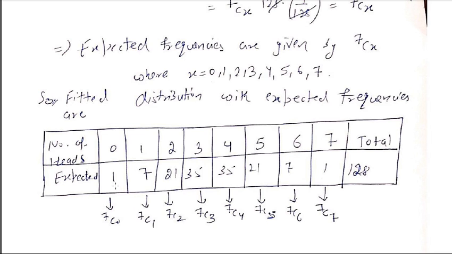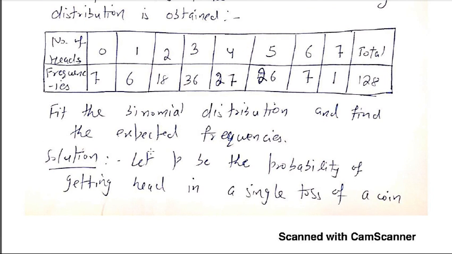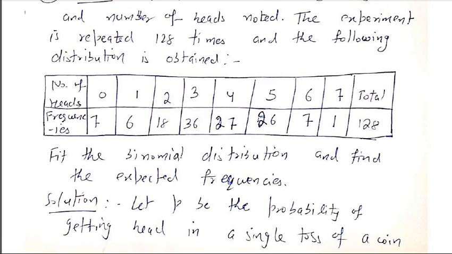One thing to be noted is that the total of all the expected frequencies should be equal to capital N. You can check this in the exam. If it is not equal to capital N, then there must be some error in the expected frequencies or in the calculation. So with this method you can find the expected frequencies of the binomial distribution and fit the binomial distribution.